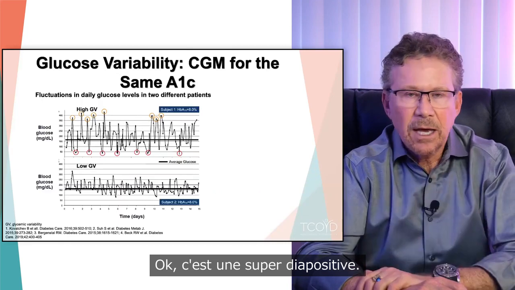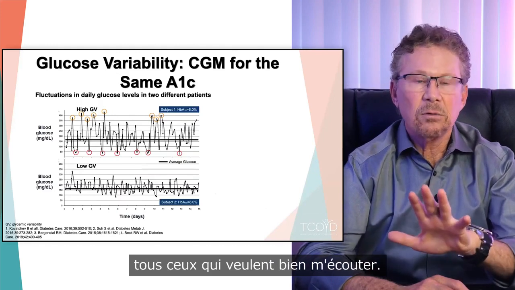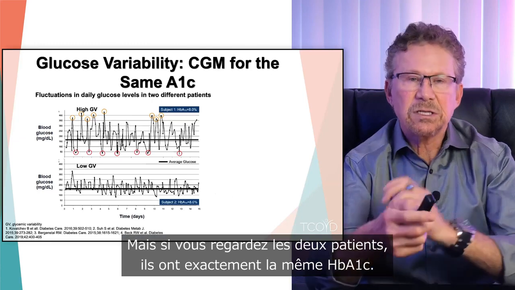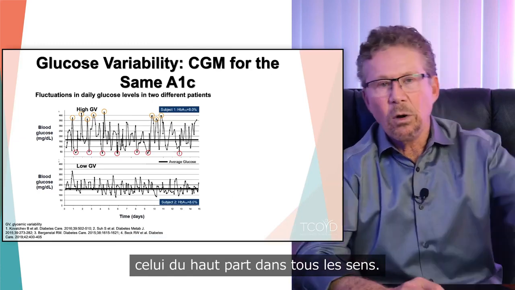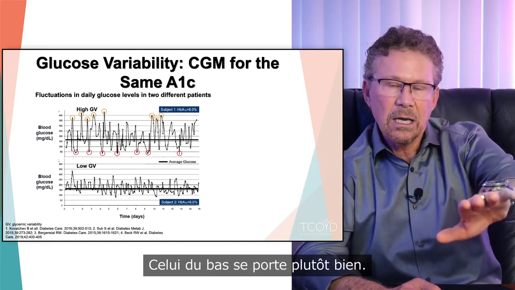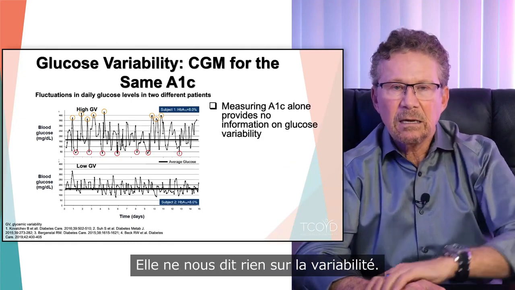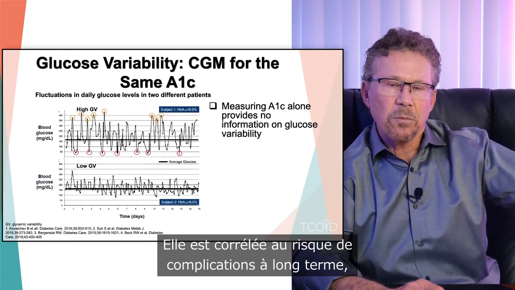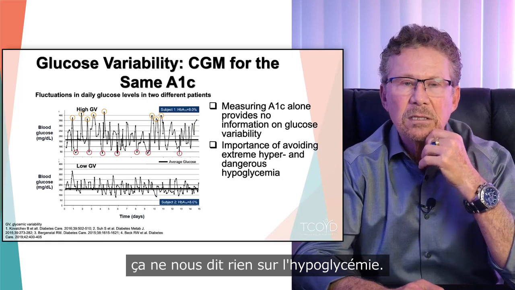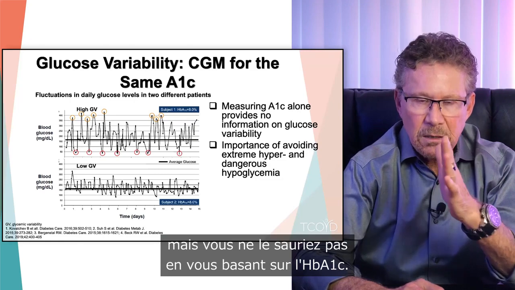Okay, this is a great slide. I always like showing this to professionals, to people with diabetes, my grandmother, anybody who will listen to me. But if you look at the two patients, they have the same exact A1C. The top one is going all over the place. Tons of highs, tons of lows. The bottom one's doing pretty darn good. And that's why the A1C is just not that good. It doesn't tell us anything about variability. It relates to the risk of long-term complications, but it doesn't tell us anything about hypoglycemia. That upper patient is having tons of hypos, but you just wouldn't know it based on the A1C.